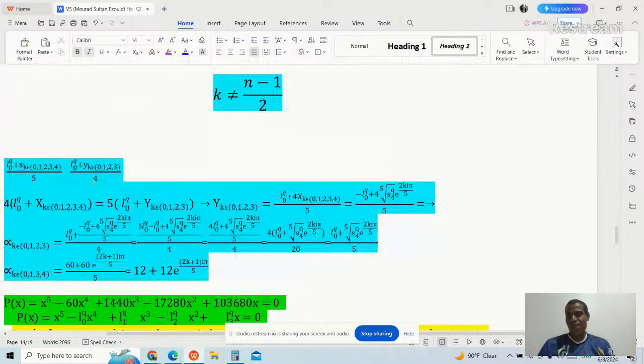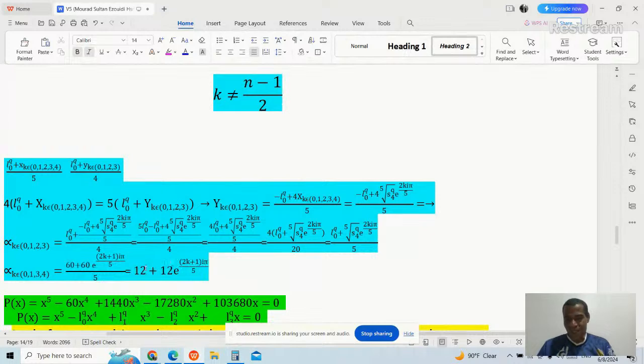At the end, I will make alpha, the roots of my polynomial, equal to 60 plus 60 exponential to k plus 1 i pi over 5, all divided by 5. You can see that 60 divided by 5 is 12. So the answer is 12 plus 12 exponential to k plus 1 i pi over 5.